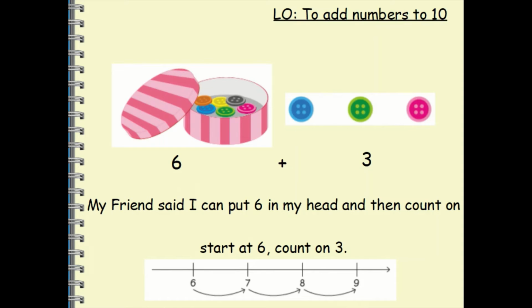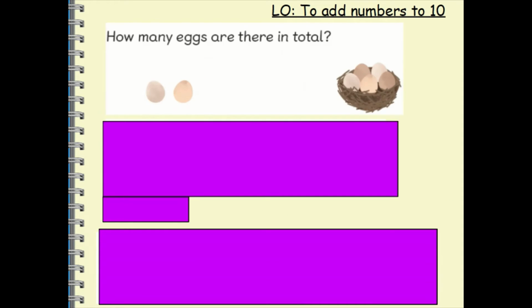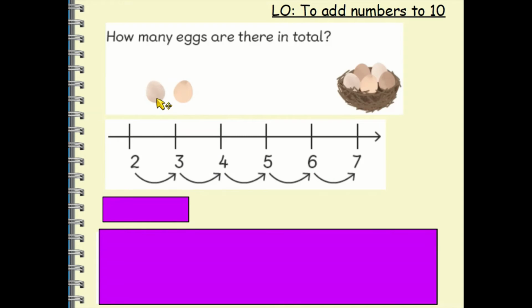Now, let's have a look at the eggs. How many eggs are there in total? How many eggs are here? And how many eggs are here? I can use a number line to help me work this out. I'm going to start on 2 because I've got 2 eggs.